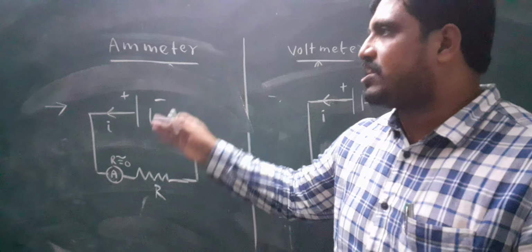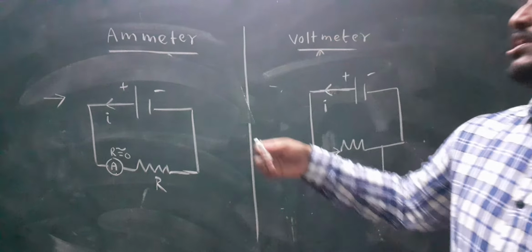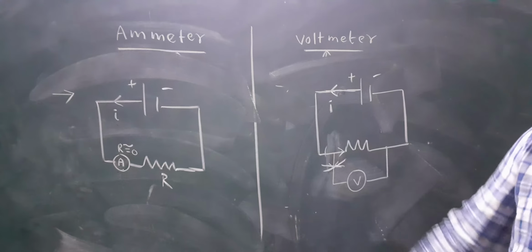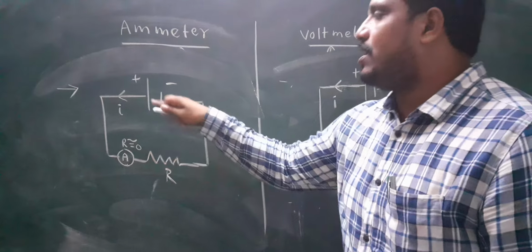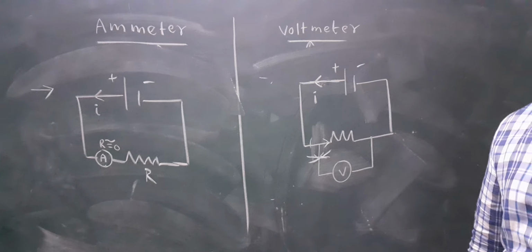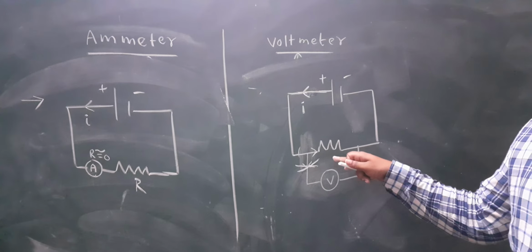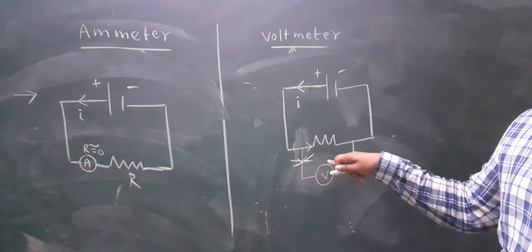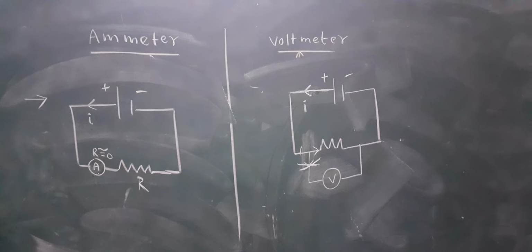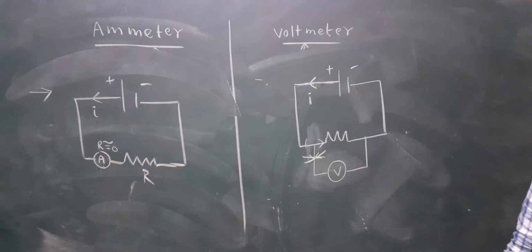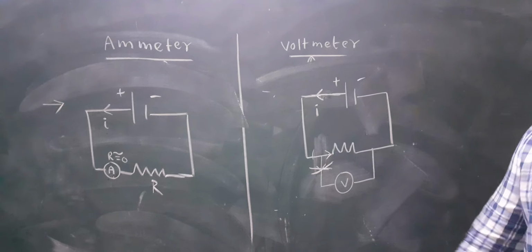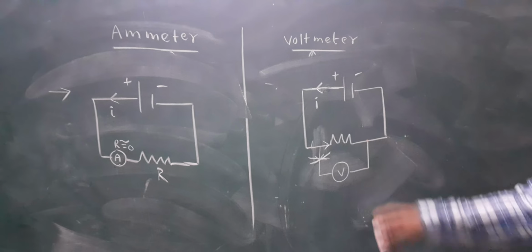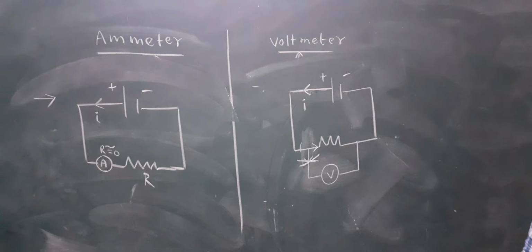The ammeter is always connected in series to the external circuit because its resistance is approximately 0. This resistance does not alter the external circuit resistance. The voltmeter is connected in parallel to the circuit. Here also there is no current splitting because the voltmeter has high or infinite resistance. So, the ammeter is always connected in series to the external circuit, and the voltmeter is always connected in parallel to the external circuit.